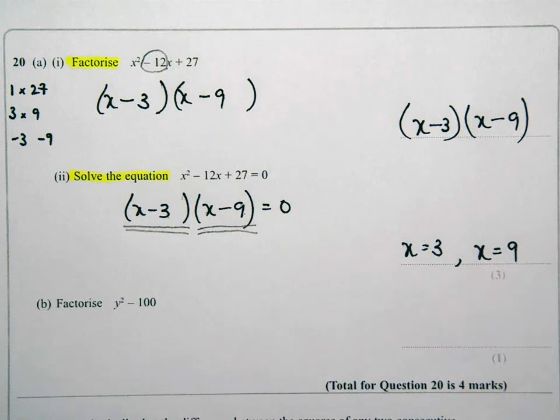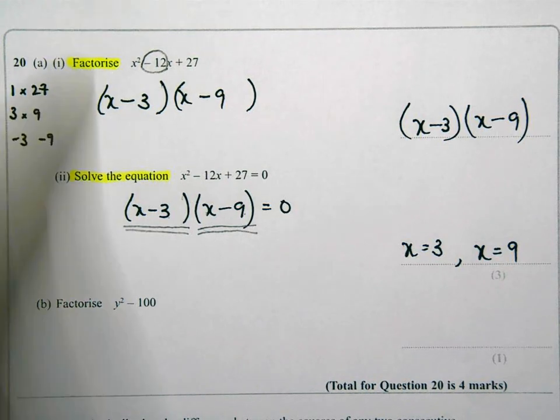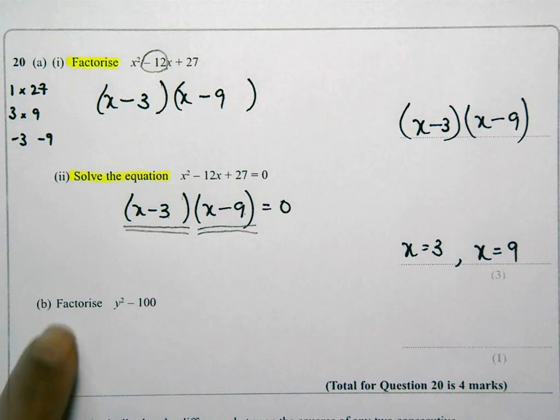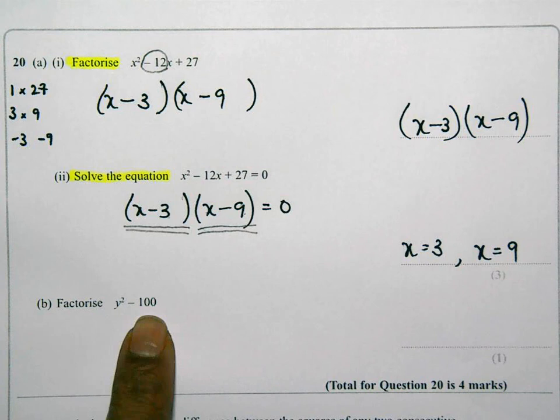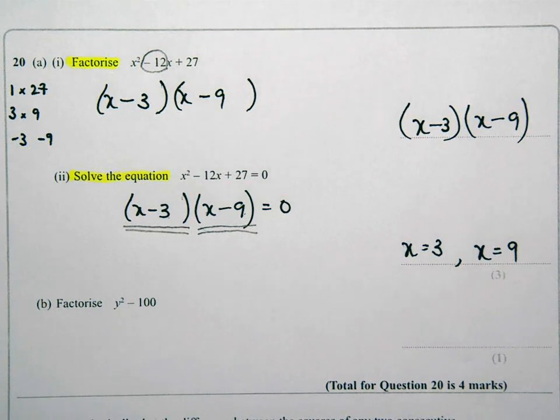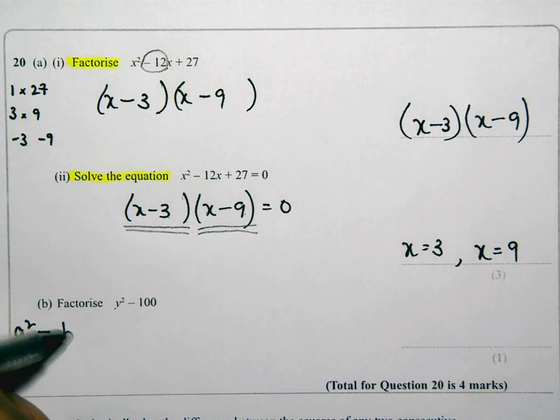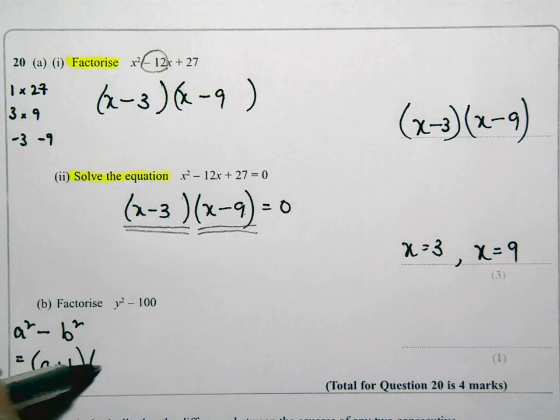Make sure you're okay with this, and make sure you can get full marks so far in a question where you have to factorize and solve a quadratic. Going on to part B, this says factorize y squared minus 100. Now, if you are familiar with the difference of two squares, the difference of two squares says that a squared take away b squared always factorizes to a plus b and a minus b.